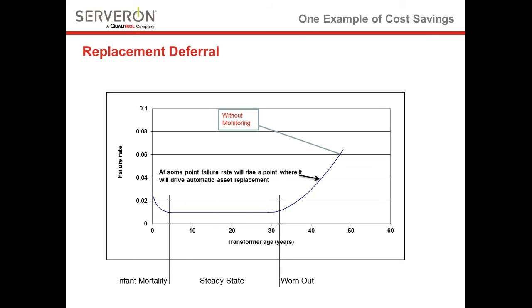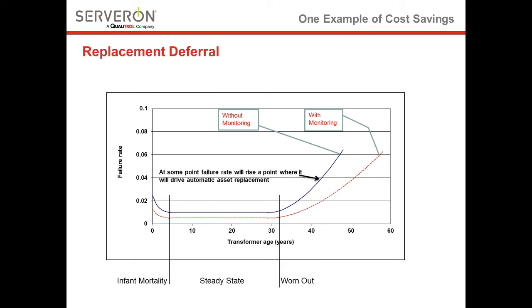At some point, the failure rate will rise to a point where it will drive automatic asset replacement. So there will be a point at which a utility will say that the probability of failure of this equipment is so high that we will simply automatically replace it.